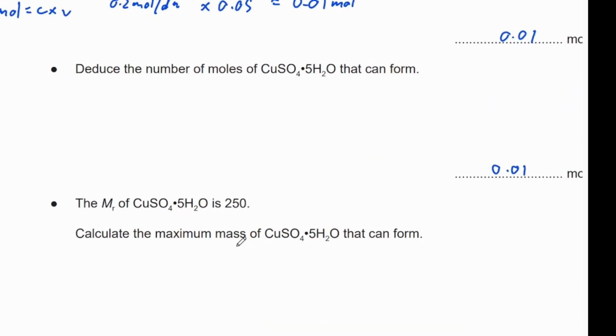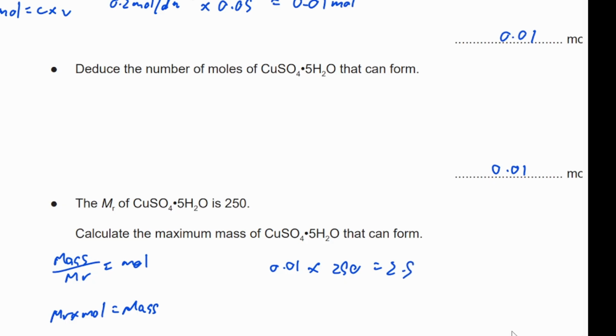In this case, it's very simple. You use the formula mass over Mr equals mole. You want to find mass, so Mr times moles equals mass. You have the moles, which is 0.01, times the Mr, which is 250, which is 2.5. So your final answer is 2.5 grams.